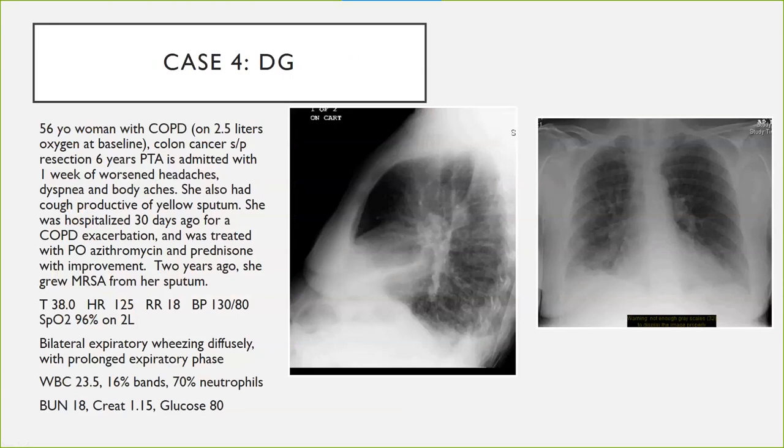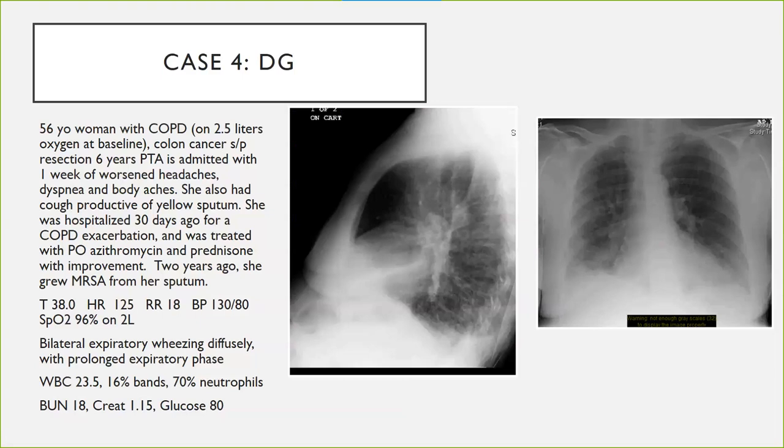So our next case is a 56-year-old woman with COPD. She's on 2.5 liters of oxygen at baseline. She had a colon cancer that was resected 6 years ago. And she has 1 week of worsened headaches, dyspnea, and body aches. She also has a cough productive of yellow sputum. She was hospitalized 30 days ago for a COPD exacerbation and was treated with oral azithromycin and prednisone with improvement. 2 years ago, she grew MRSA from her sputum.